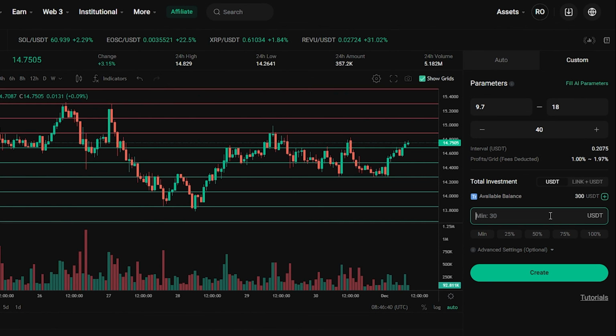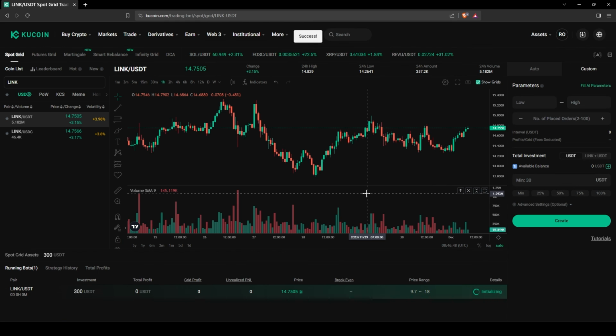Alright, for the final step, let's fuel up this bot with a good 300 USDT. And let's go. Here it is starting to work its magic.